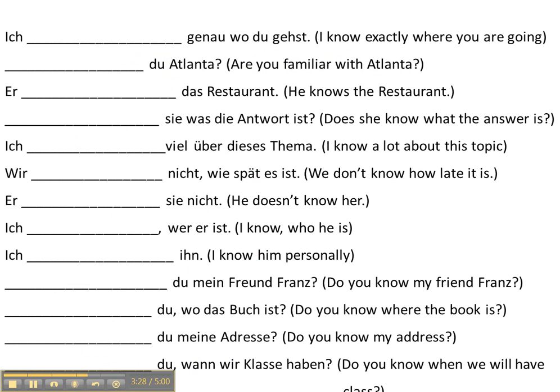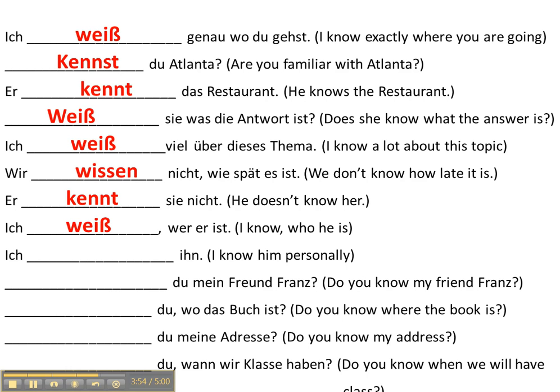Okay. So, das war auch von einem ehemaligen Video. This was also from a previous video. So, more exercises. Ich weiß genau, wo du gehst. Kennst du Atlanta? Er kennt das Restaurant. Weiß sie, was die Antwort ist? Ich weiß viel über dieses Thema. Wir wissen nicht, wie spät es ist. Er kennt sie nicht. Ich weiß, wer er ist.